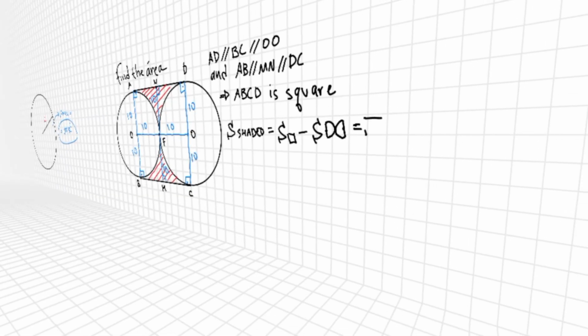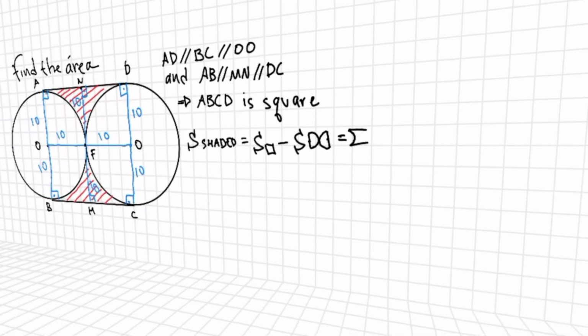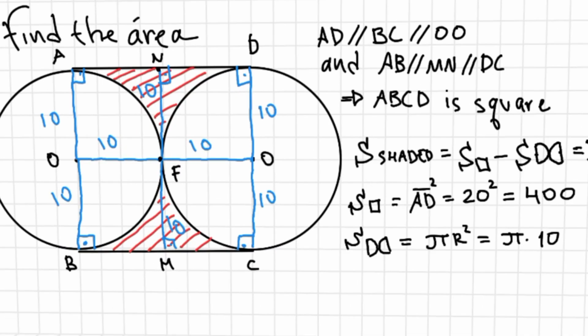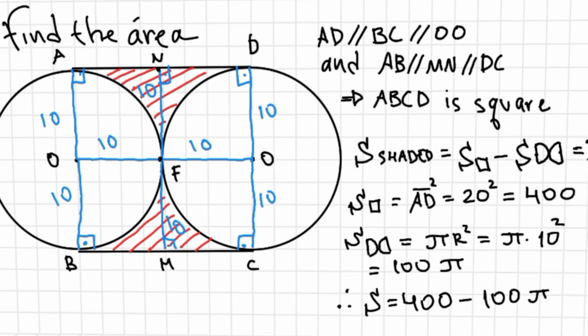So the shaded area is simply the area of the square minus the area of a circle. The side length of the square is 20, so its area is 20 squared, which equals 400. Each circle has a radius of 10, so the area of the circle is 100 pi. Therefore, the shaded area is 400 minus 100 pi, which is approximately 85.8, and that is the desired area.